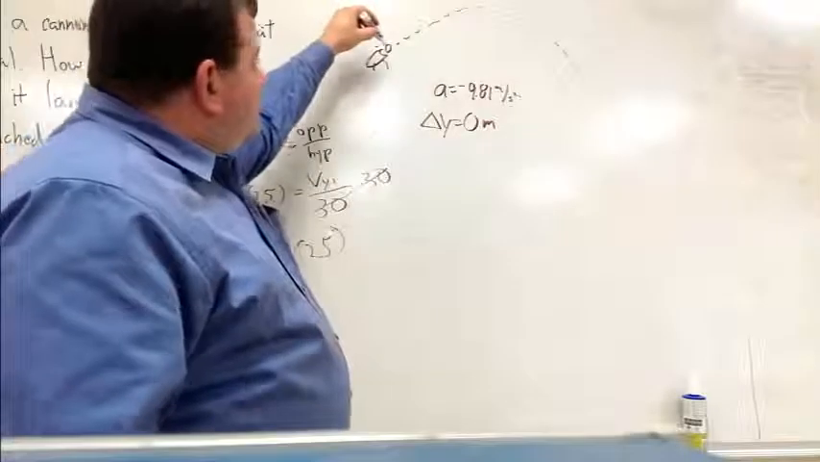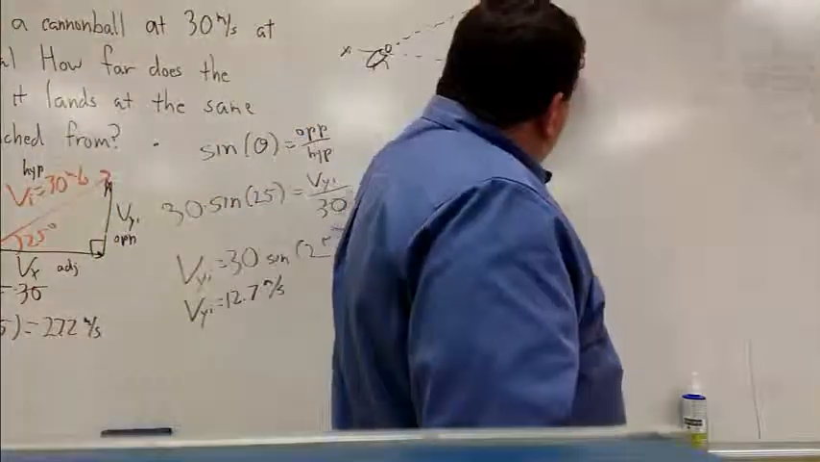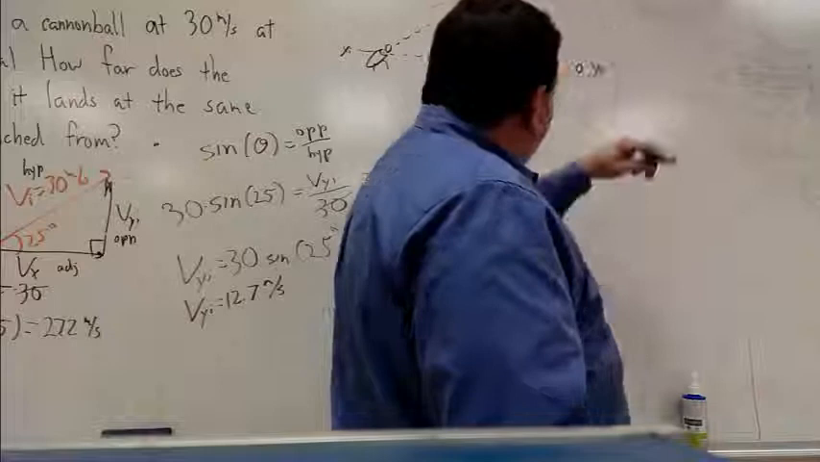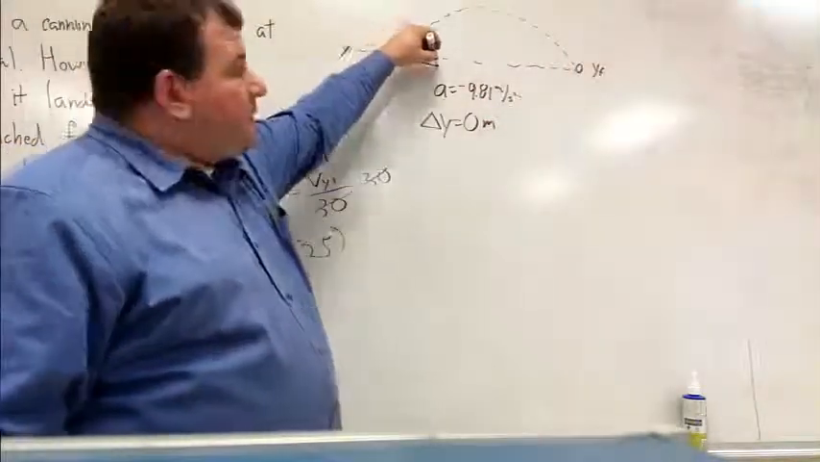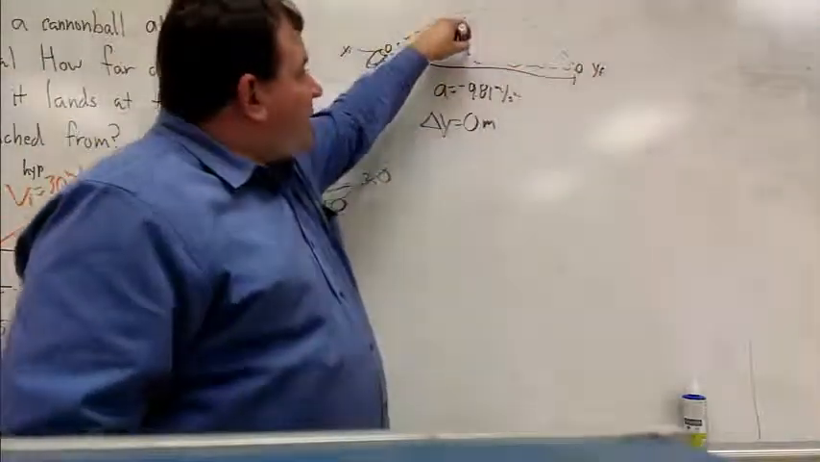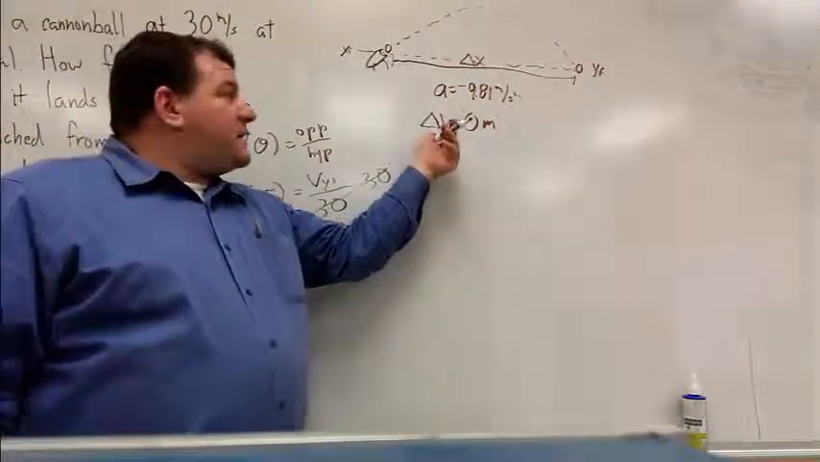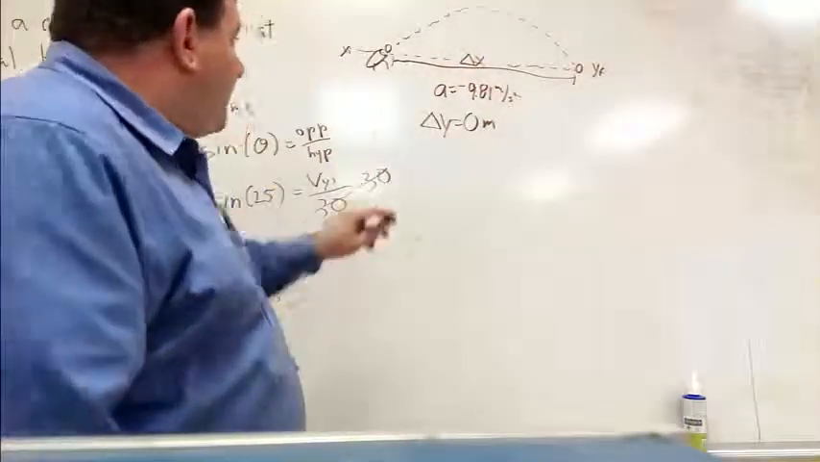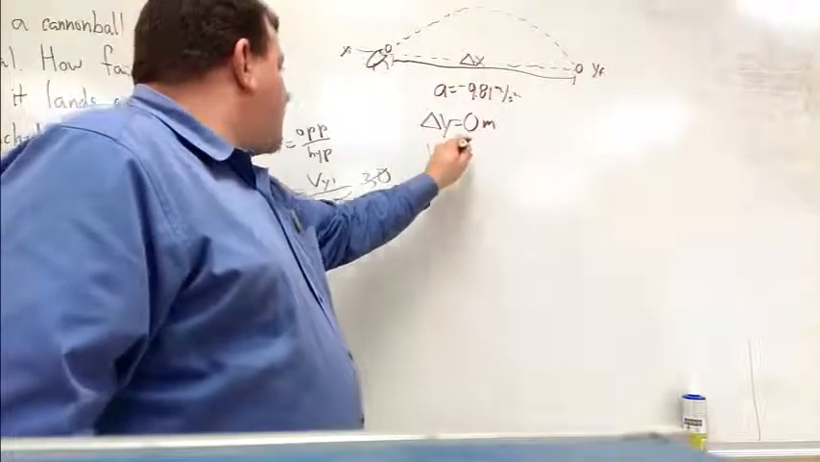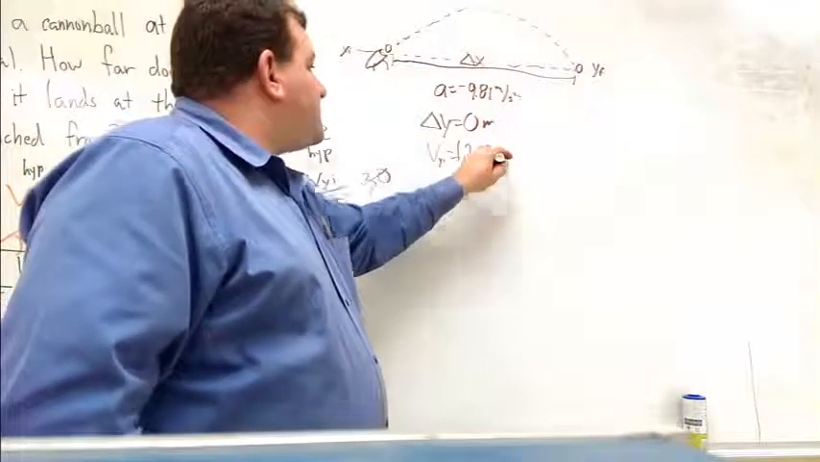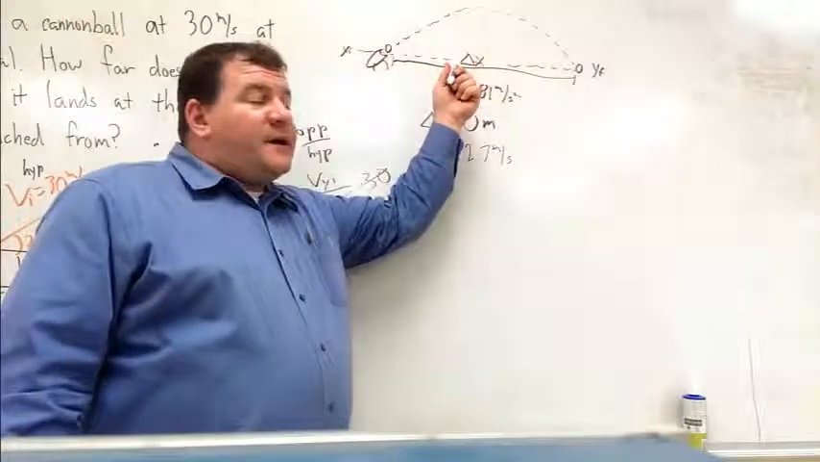Because the initial height, yi, is at the same level as the final height, then the vertical displacement is 0. The horizontal displacement is definitely not 0. In fact, that's what we're trying to find, delta x. But the vertical displacement, delta y, is 0. Vyi was 12.7 meters per second. I'm going to use these three variables to find eventually delta x.